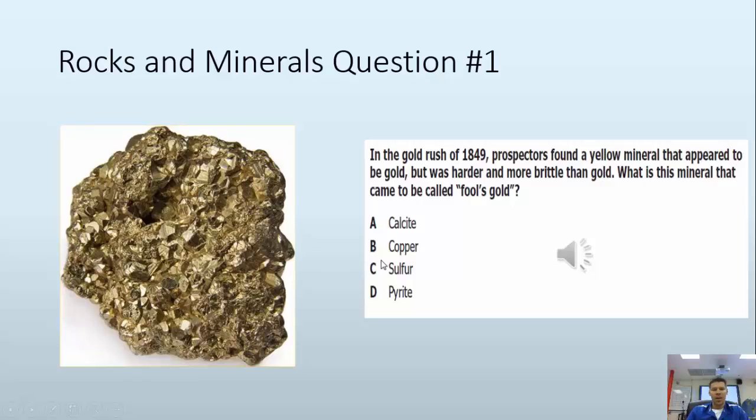This mineral is not sulfur. Remember, that's the yellow one that kind of has a funny smell to it. It's not copper. It's definitely not calcite. Remember, that was the mineral that reacted strongly with the acid, was more square, and had three-dimensional cleavage. This mineral is called pyrite.